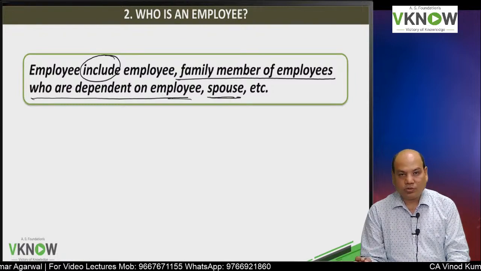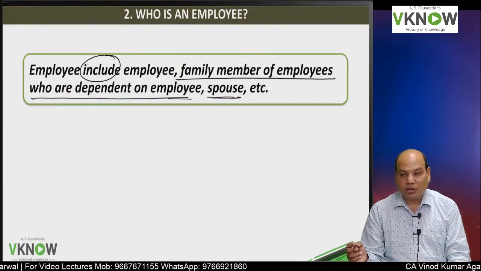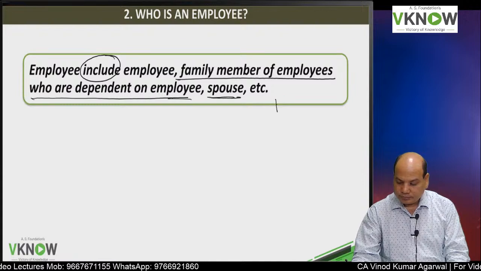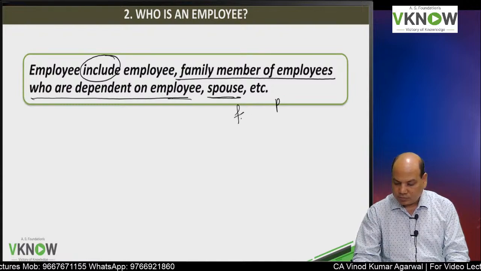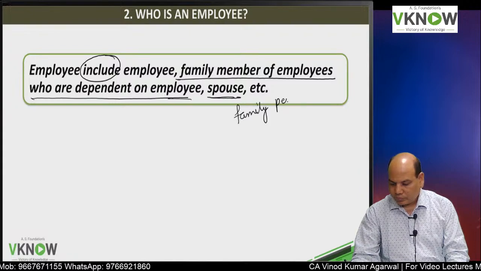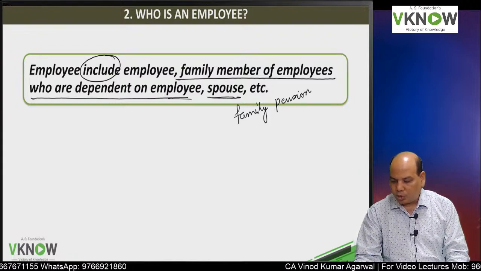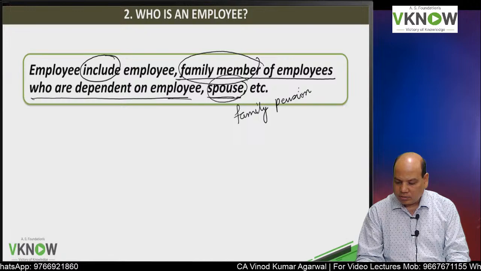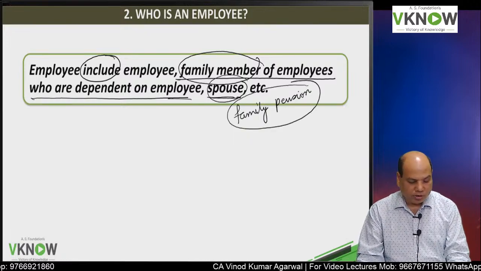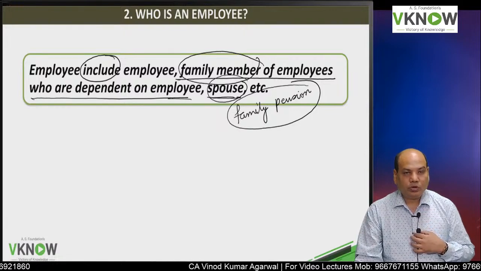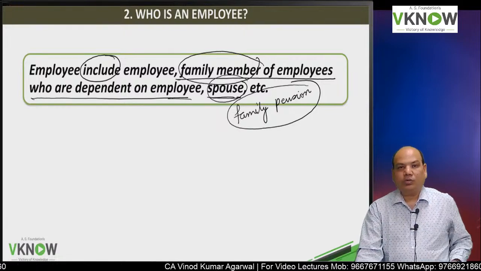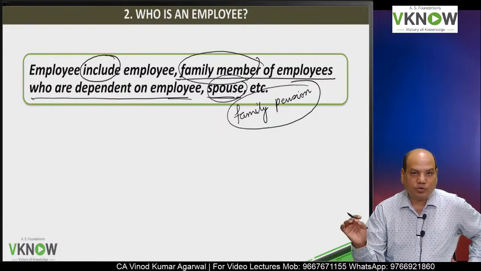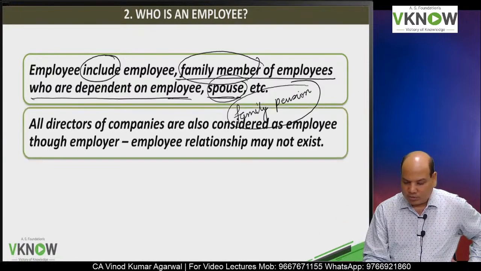and spouse. Why will family member and spouse come under the definition of employee? Because under some plans there is a concept of family pension. Family pension means even if the employee dies, either the spouse or the family member will be given family pension for some years. So even family member or spouse, for the purpose of accounting, would be treated like an employee, because you will have to pay benefits to the spouse or the family members.